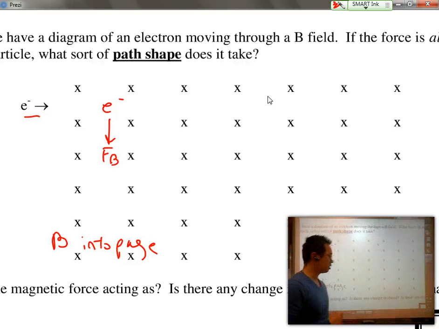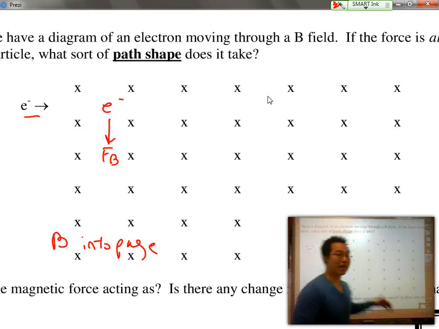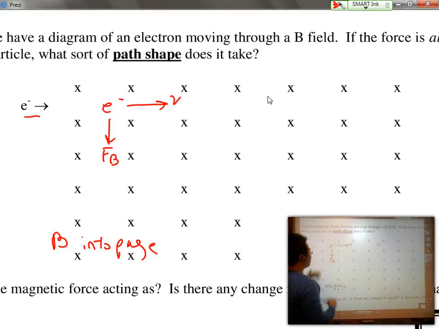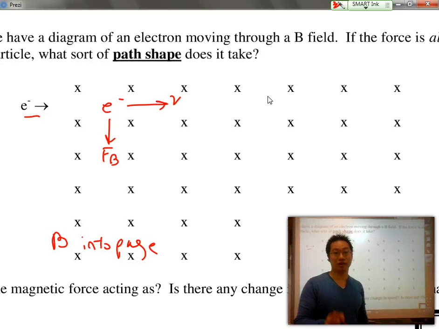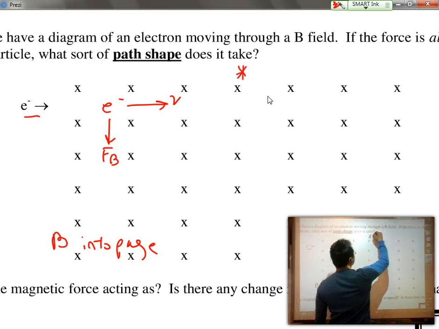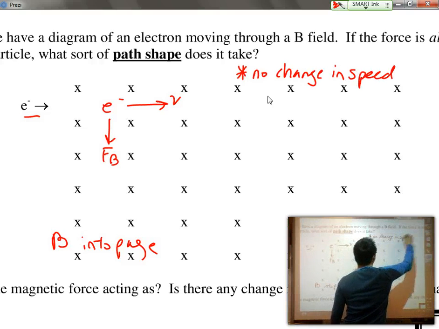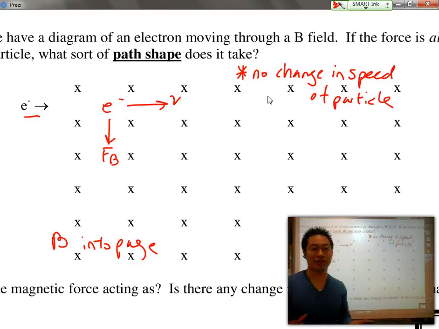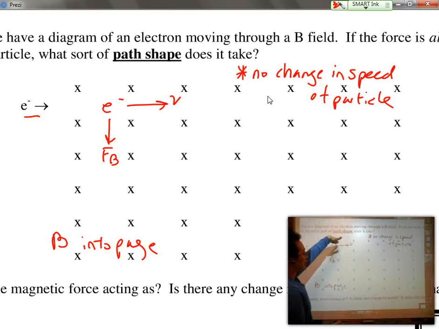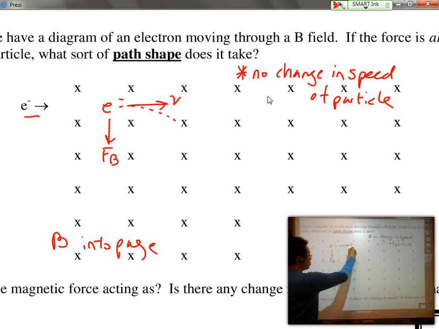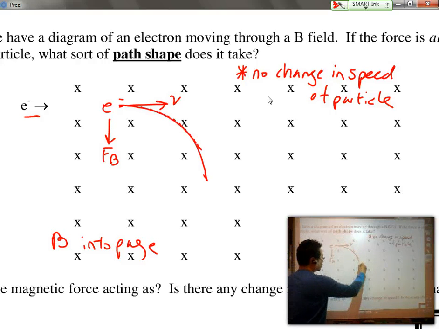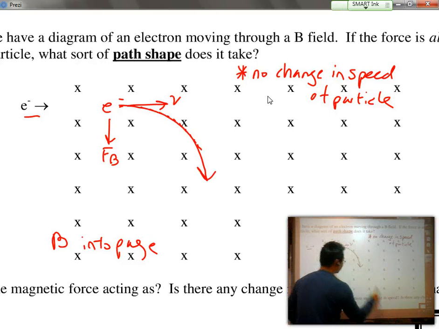down. But what's interesting to note is that because the force is acting down, it does not change the speed of the particle. It only changes its direction. So in this case over here, the electron would start to curve.